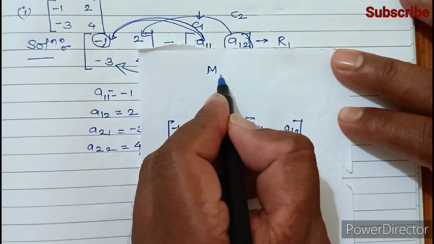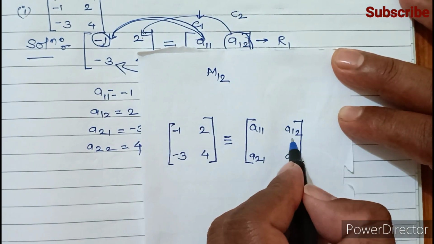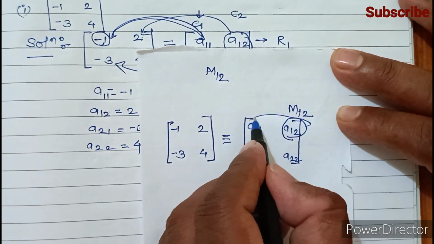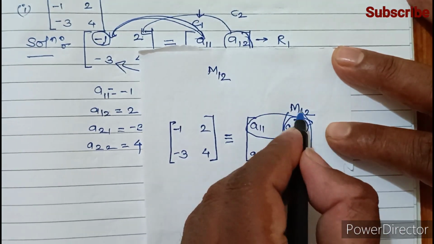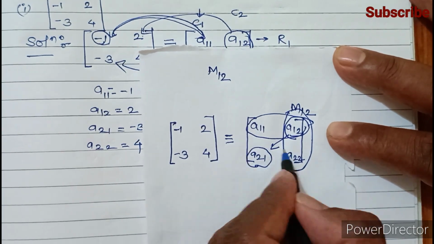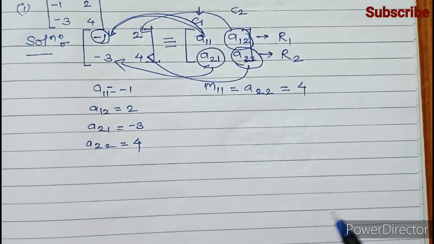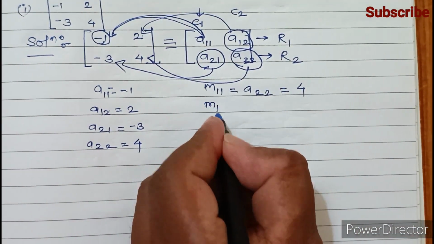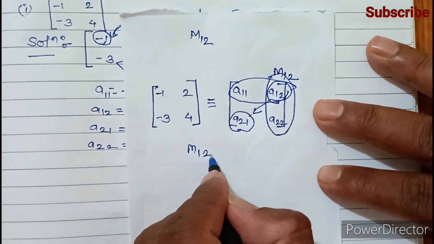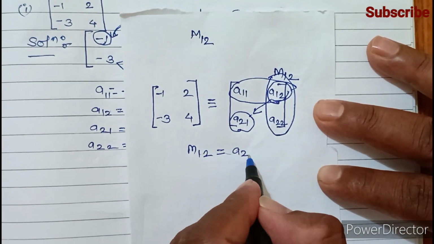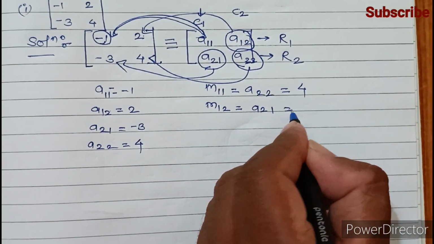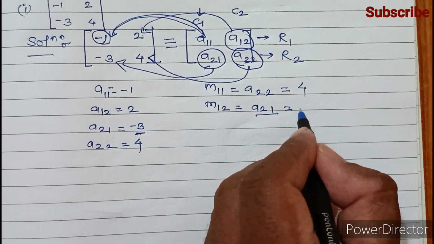Similarly, we have to find M12, that is the minor of the a12 position. So we drop the first row and second column, the remaining value will be a21, therefore a21 will be the minor of a12. Therefore M12 equals a21, and the value of a21 is here -3.